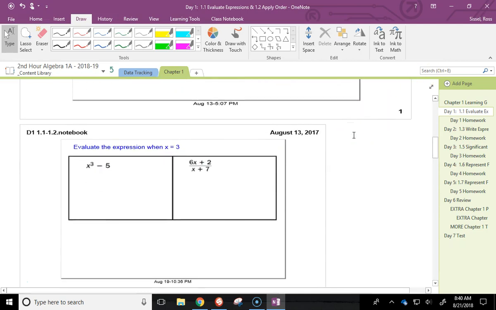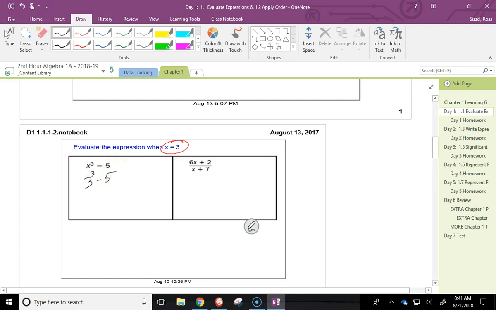We're going to start with this one. Everyone should do this note. So it says, evaluate the expression when x equals 3. This is how I want you guys to show your work for me. We talked about this that first day about you must show work. The way we are going to do it is I'm going to substitute 3 in for x. So I see x cubed minus 5. Well, instead of x, I'm going to say 3 cubed minus 5.